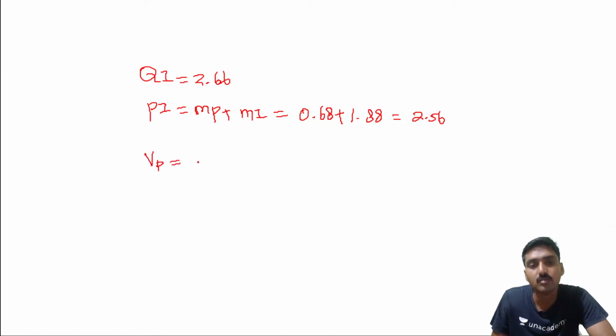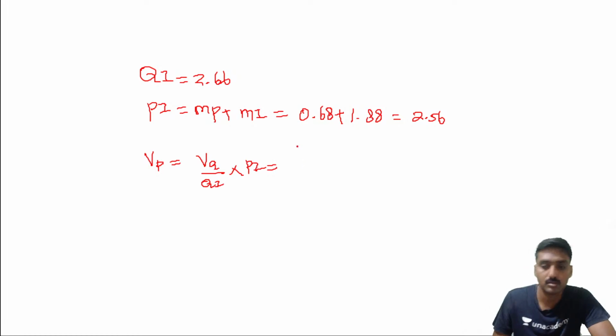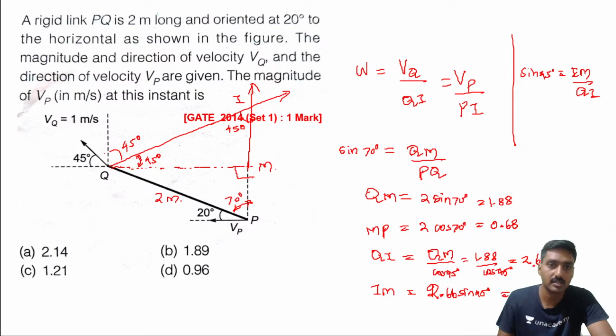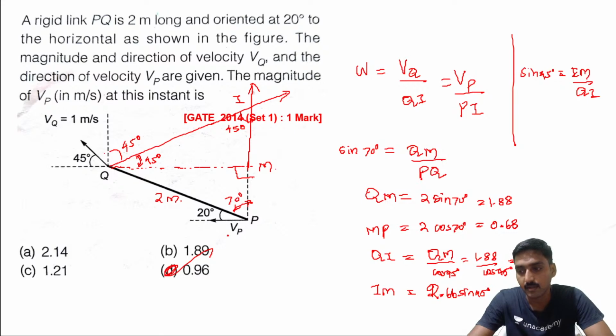Now what will be the value? VP is equal to VQ divided by QI into PA. VQ is 1 meter per second. 1 into 2.56 divided by 2.66. It's 0.962 meter per second. Now 0.962 meter per second is the velocity of VP, that is velocity of point P. I hope it's clear, right? Got it? One more simple question.